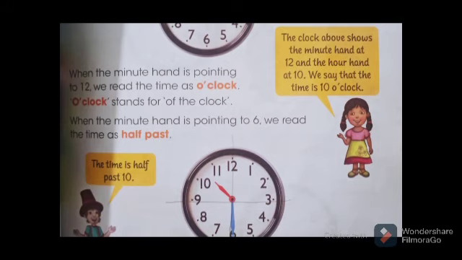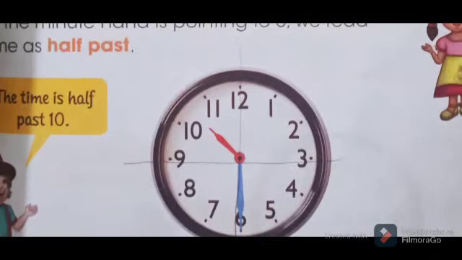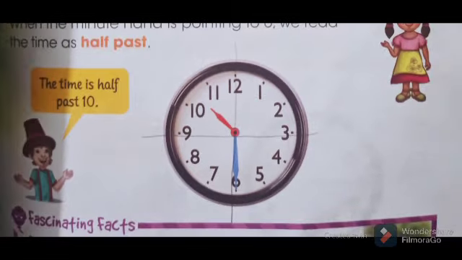And when the minute hand is pointing to 6, we read the time as half past. As you can see, our hour hand is between 10 and 11 and the minute hand is on 6. We will read it as half past 10.